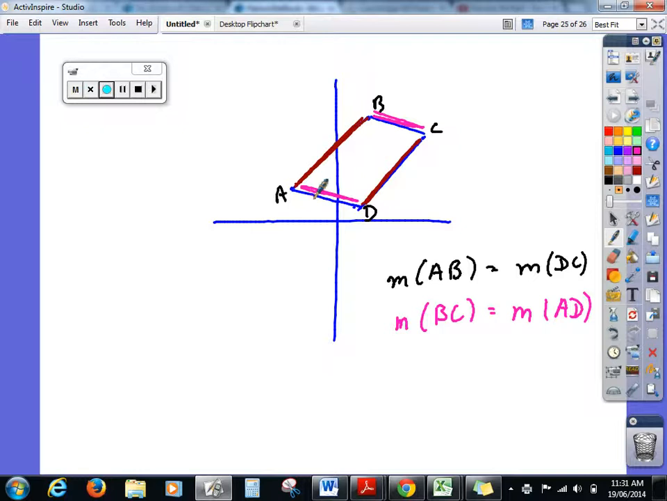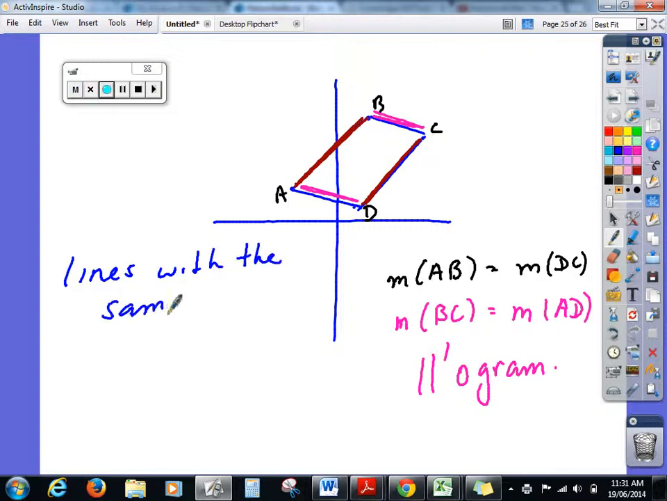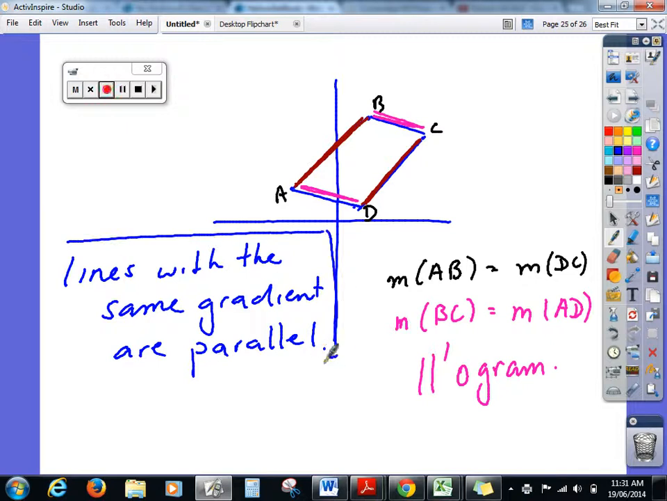If that is true, then it must be a parallelogram, because a parallelogram is just a four-sided figure which has two opposite sides which are parallel. And shapes which have the same gradient are parallel. So lines with the same gradient are parallel. Okay? And that's a good law that you should always remember.